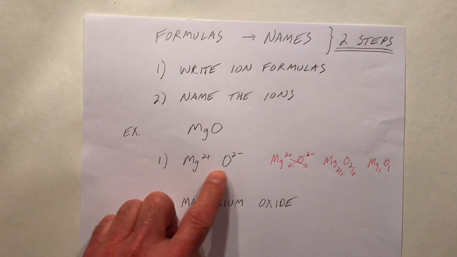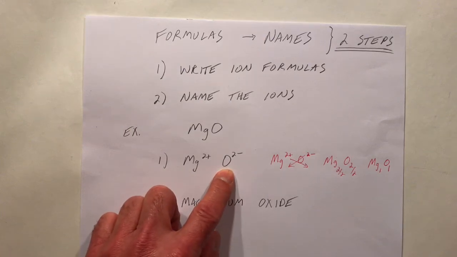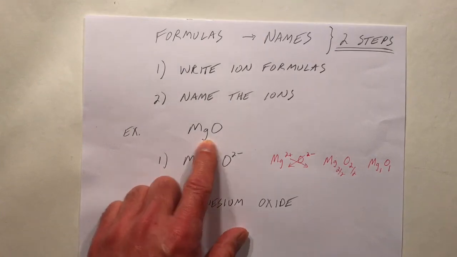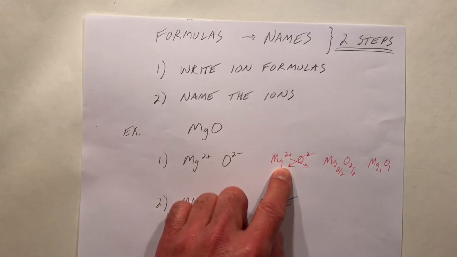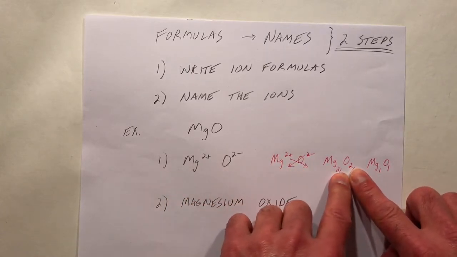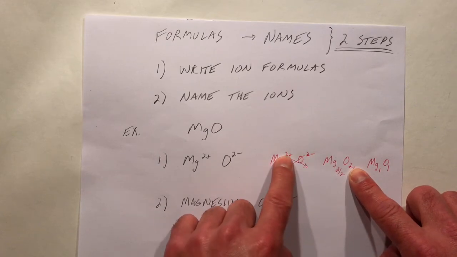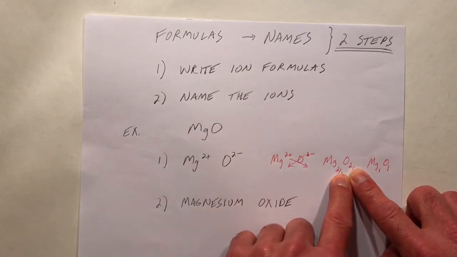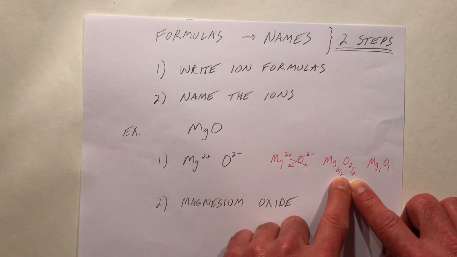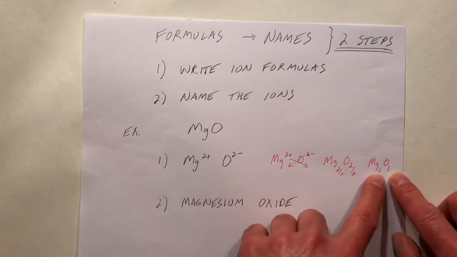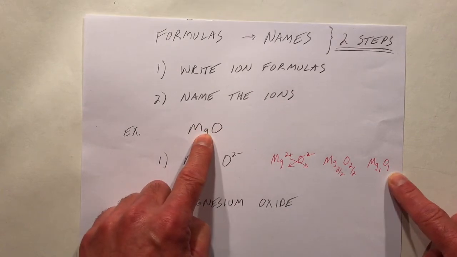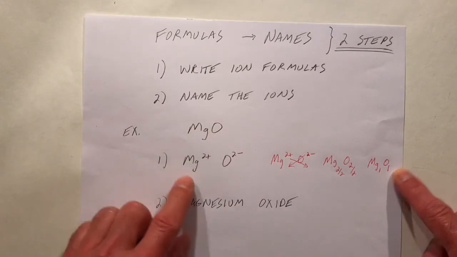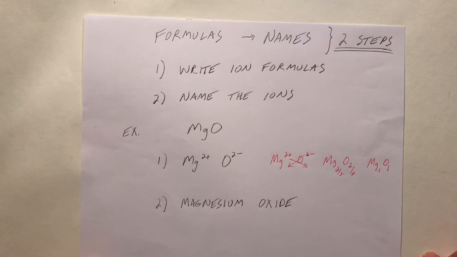So we have Mg2+, O2-. Let's just be sure we have the correct ions for that compound. If we crisscross the 2 and the 2, we initially get Mg2O2, and then we reduce that down. 2 divided by 2 is 1, and 2 divided by 2 is 1. So it becomes Mg1O1. Well, that's the same as MgO. We don't write those ones in the formula typically. So we do have the correct ions. Let's name those ions. Magnesium oxide.